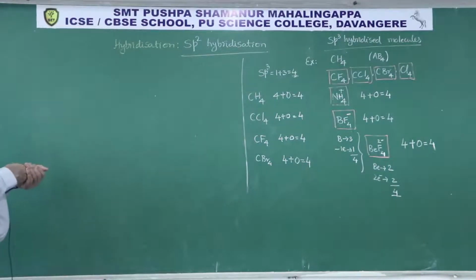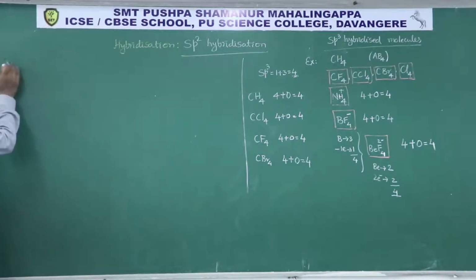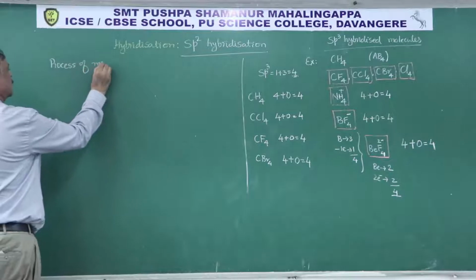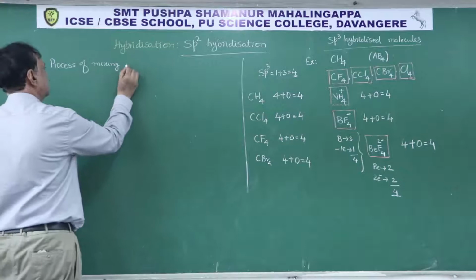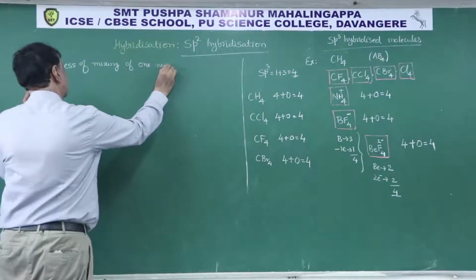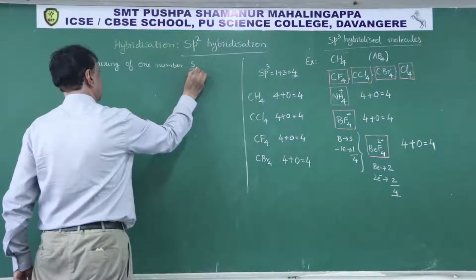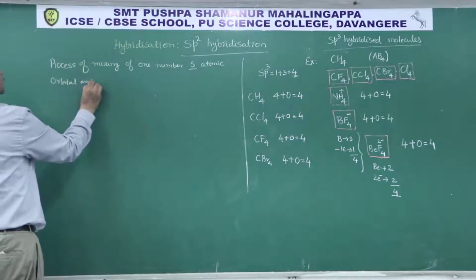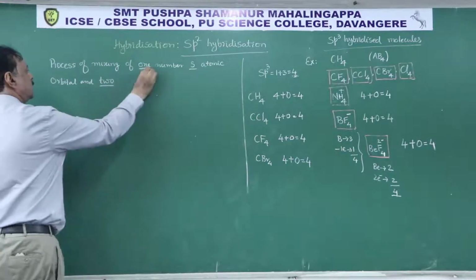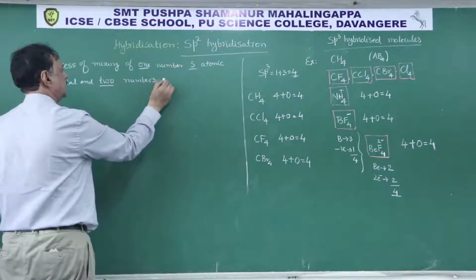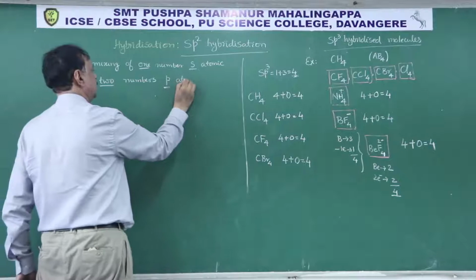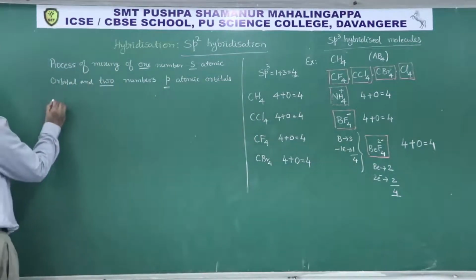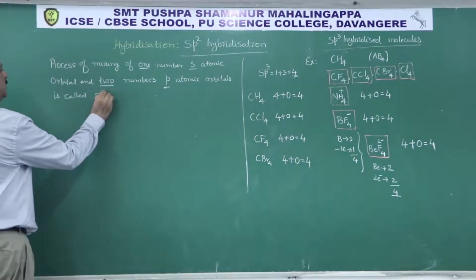Now, the next one is sp2 hybridization. It is nothing but the process of mixing of one s atomic orbital and two p atomic orbitals, called sp2 hybridization.